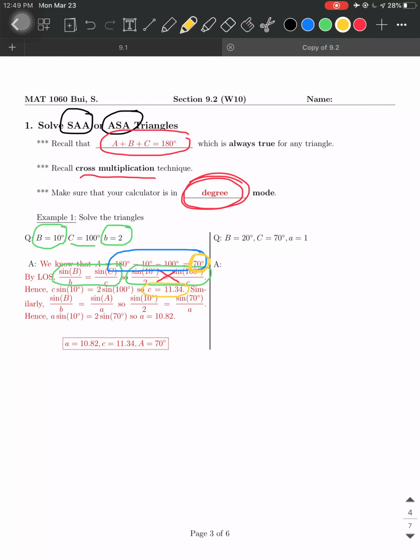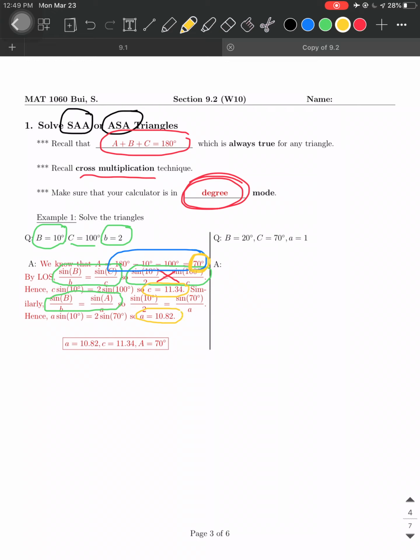Now that we have big A and the pair of B given from the problem, we can set it up like this, where we have sin B over b equals sin A over a. Again, we plug in the numbers, do the algebra, and we will get little a to be 10.82.